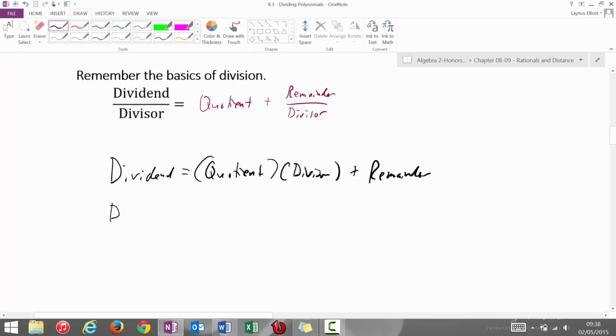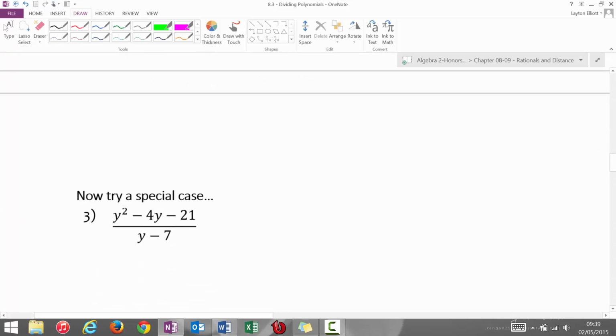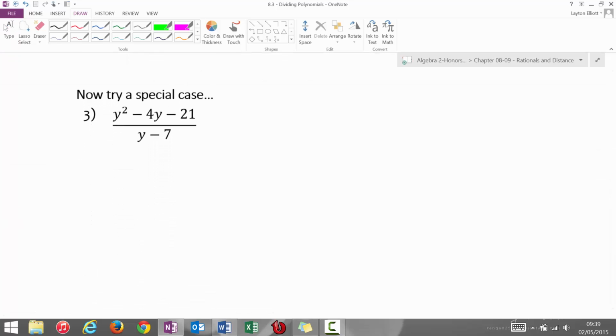Sometimes we're going to say dividend equals, or even better than that, we're going to say p of x, a polynomial, is equal to q of x times d of x plus r of x. All that means is that these are all polynomials, and we're just using these letters as abbreviations. You may see that a little bit later. So let's move on.